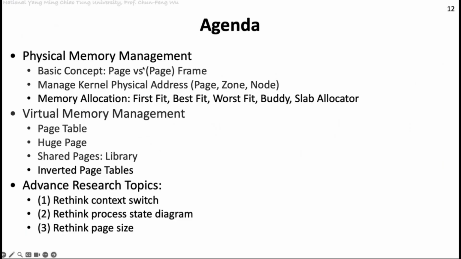If I remember correctly, in the undergraduate operating system course, we do not really talk too much about the physical memory part. Most of the time we talk about virtual memory. So I put in some things about physical memory that may be good for you to know. I will talk about physical memory first, and then follow on with the virtual memory part. If we still have time, we can talk about some research topics related to process and memory management. Okay.